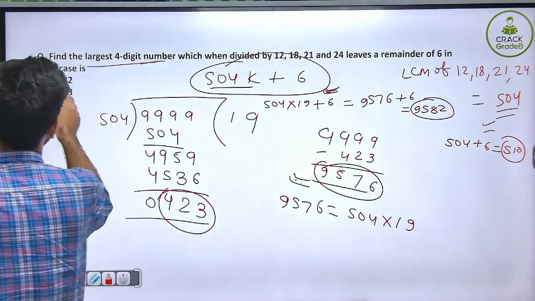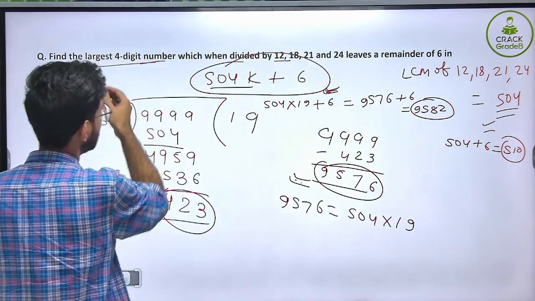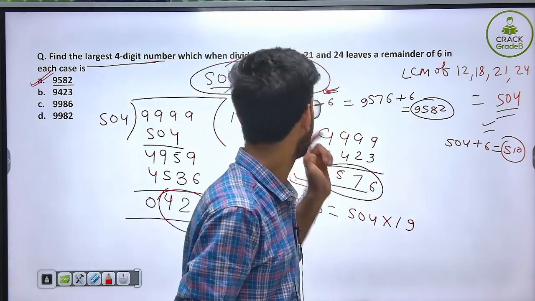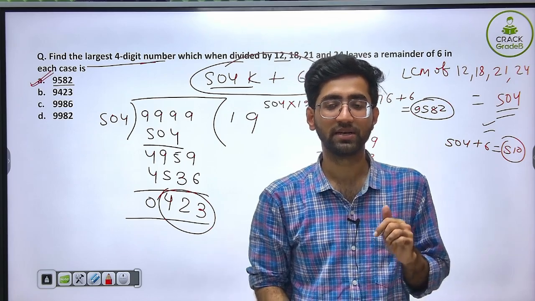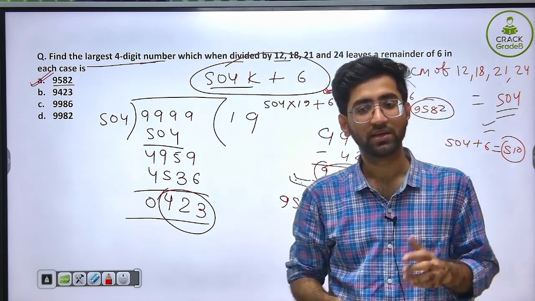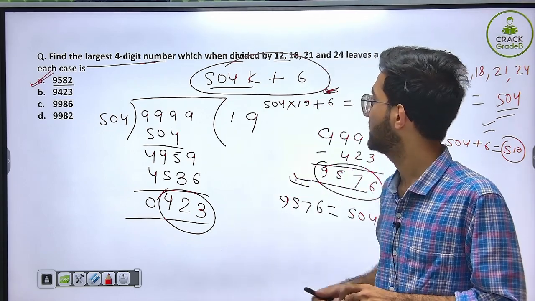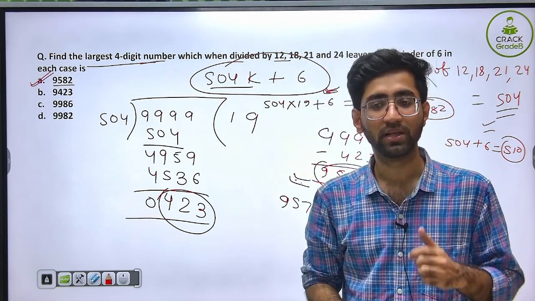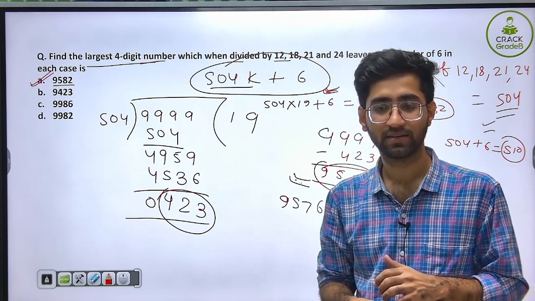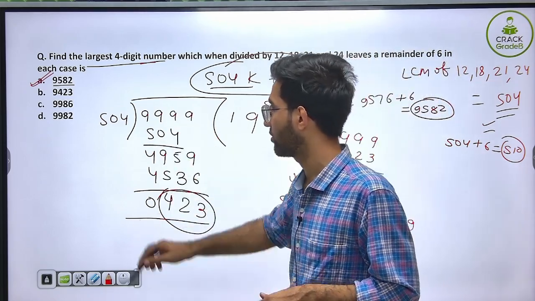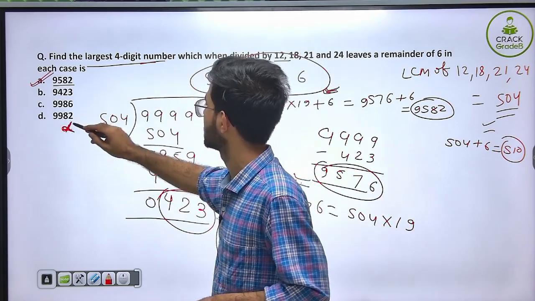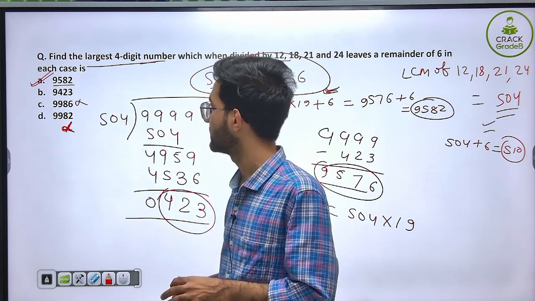If you divide 9582 by 12, you will get remainder 6. If you divide 9582 by 18, you will get remainder 6. If you divide 9582 by 21, you will get remainder 6. If you divide 9582 by 24, you will get remainder 6, right? And obviously you can check the other options. I can say that you are not going to get this condition satisfied in this number, not even in this number, right?